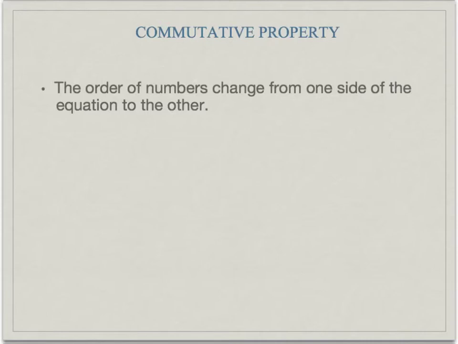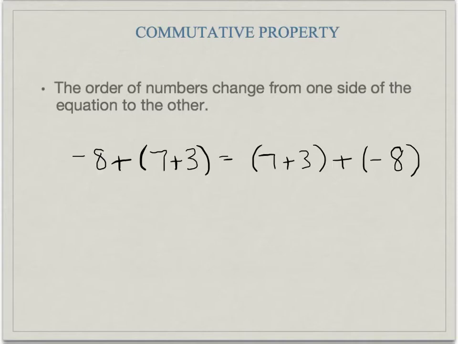Commutative property. The order of the numbers change from one side of the equation to the other. Now if we take a look at the left side, we see that they have negative 8 plus the quantity 7 plus 3. And if we look at the right side, now the quantity of 7 plus 3 comes first, and then the addition of negative 8.